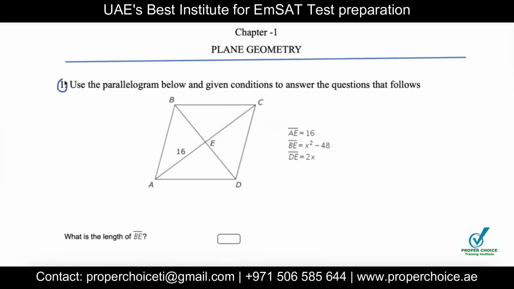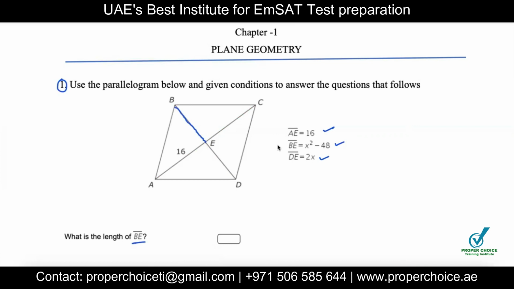Let's start with question number 1 here. Use the parallelogram below and given conditions to answer the questions that follow. So what have they given to us? Length of AE is equal to 16. Length of BE is x square minus 48. And DE is equal to 2x. The question asks us what is the length of BE. They are asking you about this.